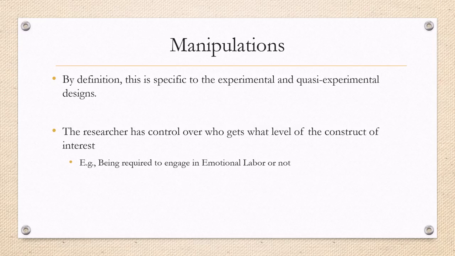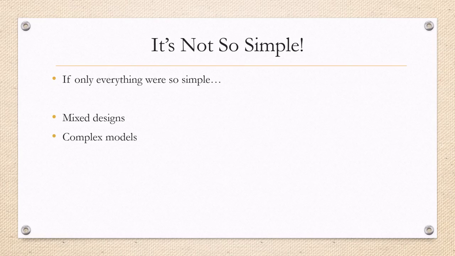We also have manipulations, which by definition, is specific to the experimental and quasi-experimental designs. In this case, the researcher has control over who gets what level of the construct of interest, such as being required to engage in emotional labor or not.